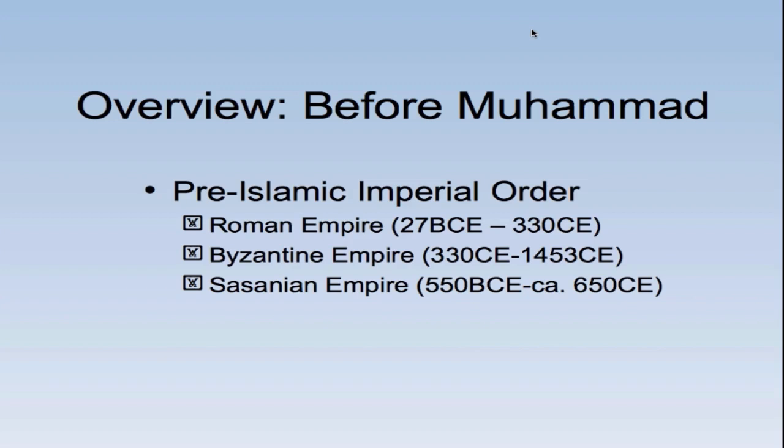If we talk about the Middle East before Muhammad, and the rise of Muhammad was probably the most transformative event that happened in Middle Eastern history, you can look at it in a few distinct periods. The first is the Roman period, following the Roman conquest of the Middle East up to 330 AD. Following that is the Byzantine Empire, which is the eastern successor state of the Roman Empire. Although their power diminishes over the centuries, they actually continue onward until 1453, when they are destroyed by the Ottoman Turks. And finally, the Sasanian Empire, which lasted from 550 BC to 650 AD.